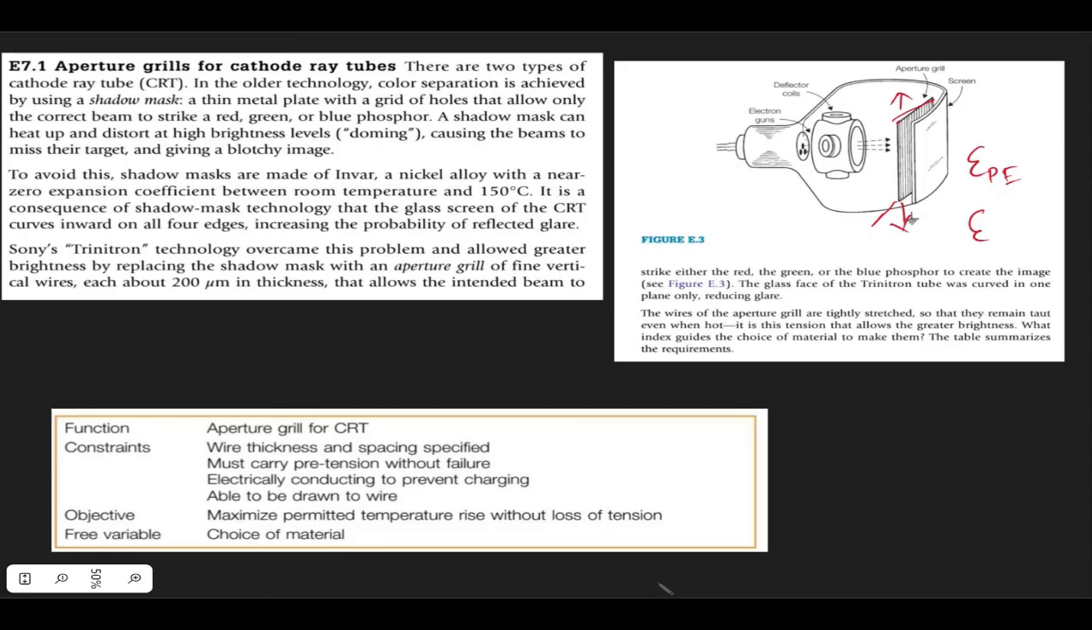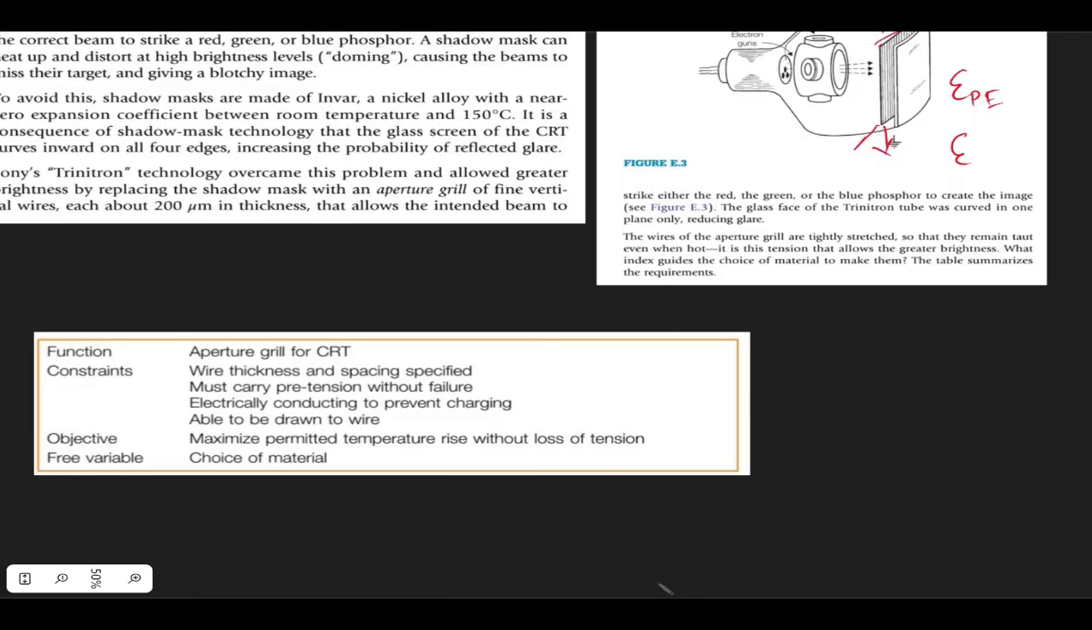So based on that, we have the function, constraint, objective, and free variable. The function is an aperture grill for a cathode ray tube. The constraints are the wire thickness. The thickness of the wire is specified and you can't go over it. The material must carry a pre-extension or pre-tension without failure.